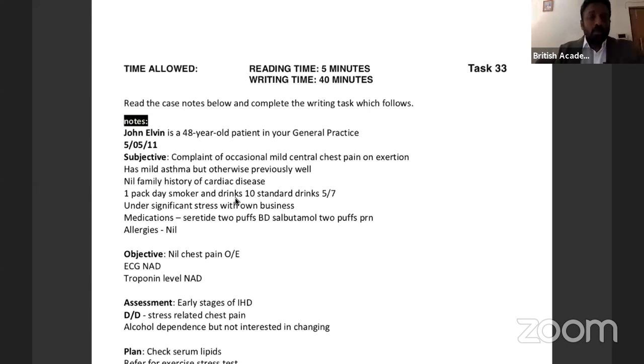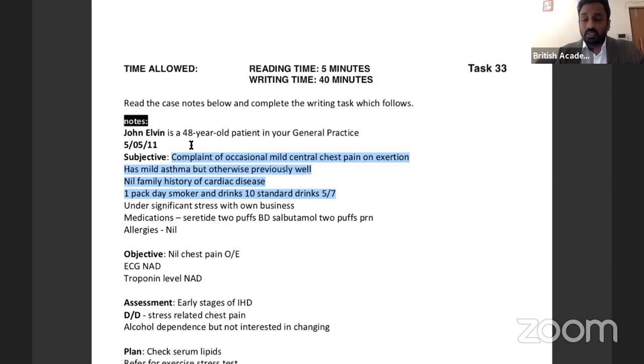Now, those who have read this letter, it is very clear. The first line says, John Elvin is a 48-year-old patient in your general practice. You get to know this is the person's name, this is his age. Initially, when he came on 5/5/2011, he complained of occasional mild central chest pain on exertion, has mild asthma, otherwise previously well, nil family history of cardiac disease, one pack a day smoker, and drinks 10 standard drinks 5/7. Now 5/7 means 5 days a week. It is pretty simple. From this reading, you get to know that you're going to write about a 48-year-old male patient who was there in your practice.